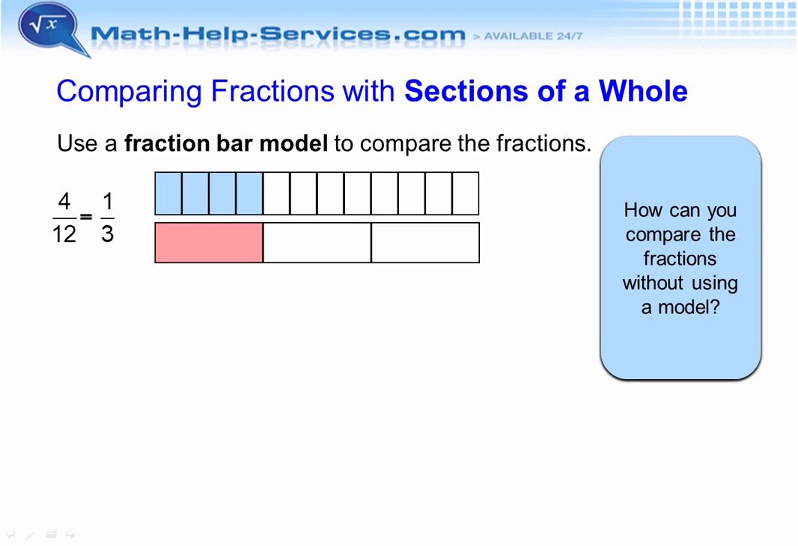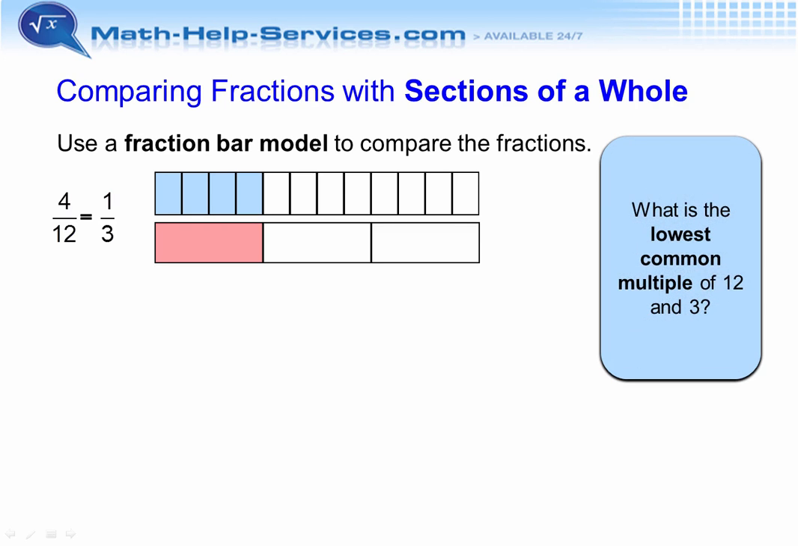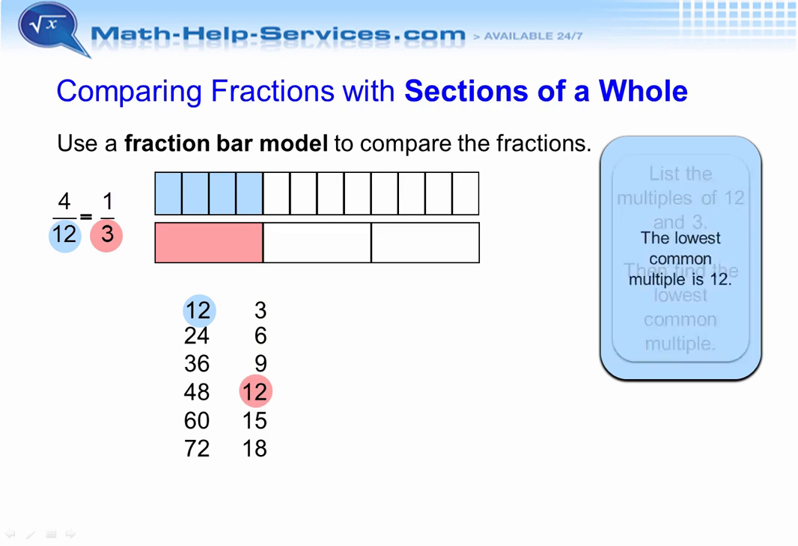How can you compare the fractions without using a model? We can rename each fraction so that they have a common denominator. What is the lowest common multiple of 12 and 3? List the multiples of 12 and 3, then find the lowest common multiple. That would be 12.